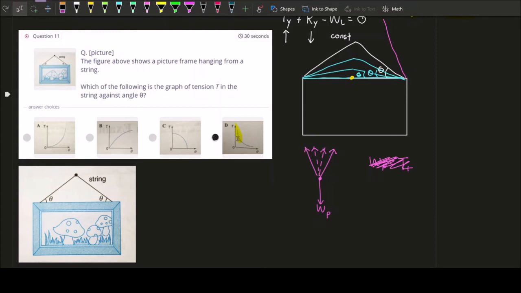That's why the tension will decrease and decrease until it reaches angle theta equals 90, then you see the tension is equal to WP over 2, because the two tensions are pointing upward at 90 degrees. Then the only thing downward is the weight of the picture. So tension 1 and tension 2 will be equal to T.